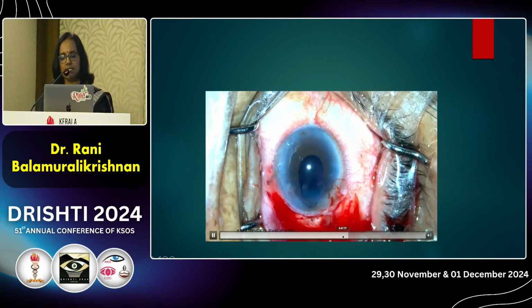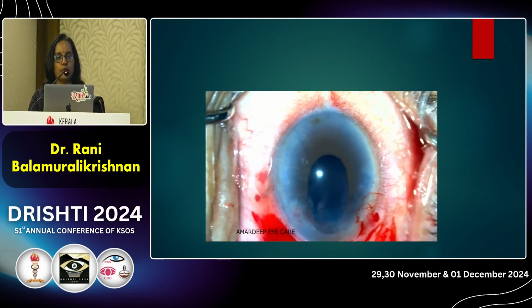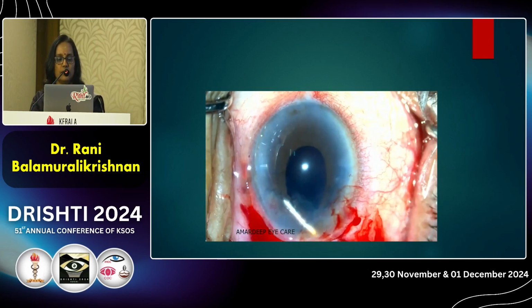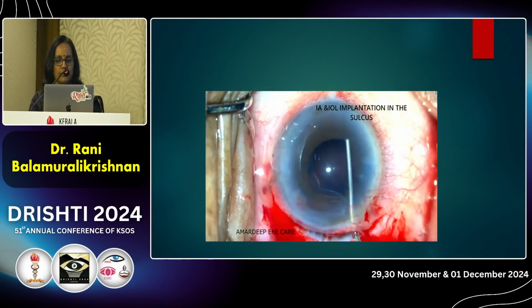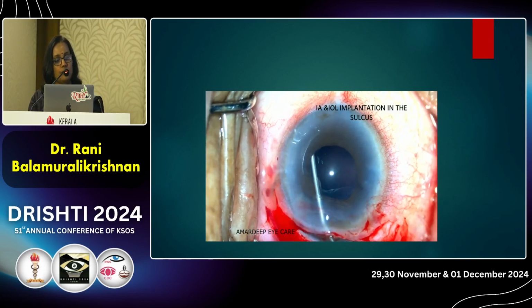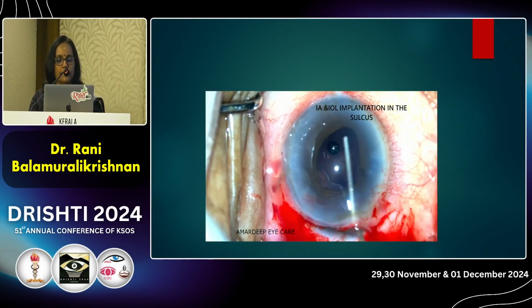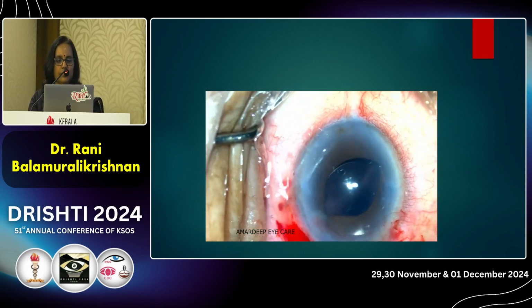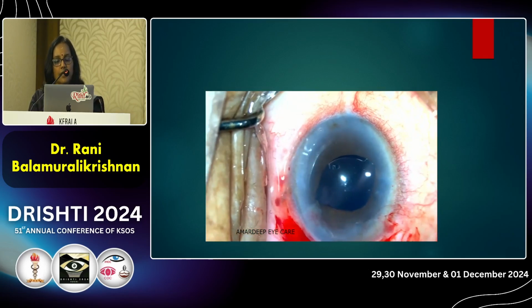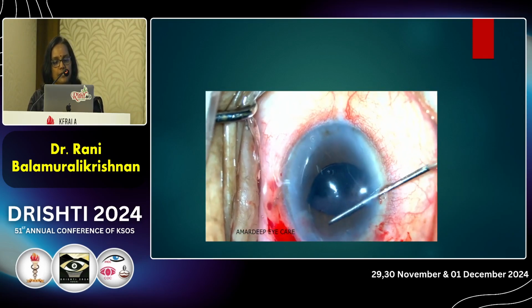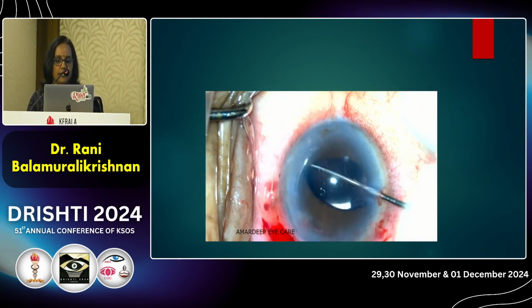So in all these cases, there will be a lot of inflammation postoperatively. You have to manage with steroids, and the duration and frequency should be more, and you have to follow up. Most of the glaucoma will be controlled, more than 90% of the glaucoma will be controlled with the cataract surgery. But postoperatively, you have to follow up the patient for persistence of raised intraocular pressure.